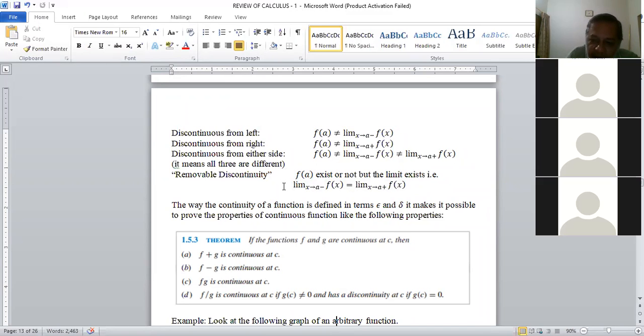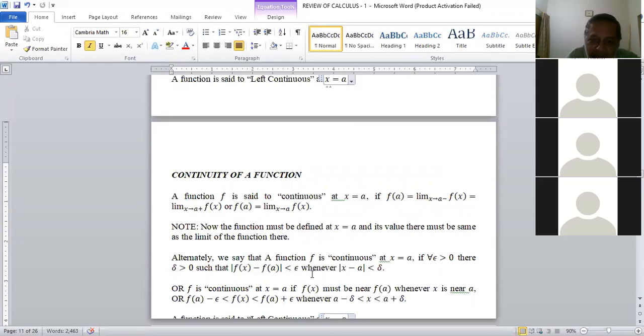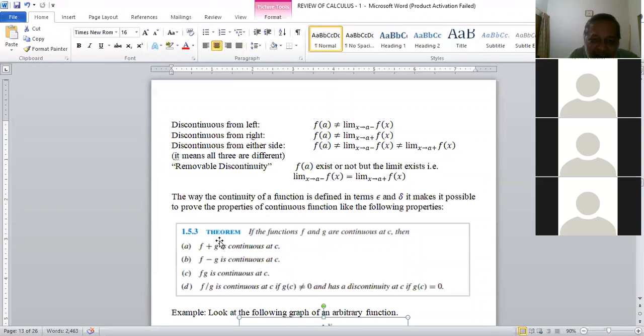Now, the definition of continuity in this form, epsilon delta form, allows us to prove things like this: if you have any two functions continuous at a point c, then their sum is also continuous, their difference is also continuous, their product is also continuous, and their ratio is also continuous if the denominator function g is not zero at that point.